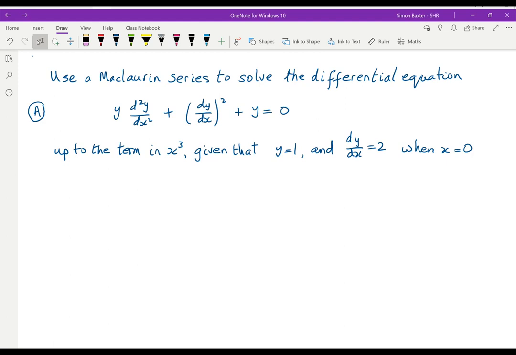Use a Maclaurin series to solve the differential equation y d2y by dx squared plus dy by dx all squared plus y is naught, which would be rather difficult to do with any of the techniques we've had so far, up to the term in x cubed, given that y is 1, dy by dx is 2 when x is naught.